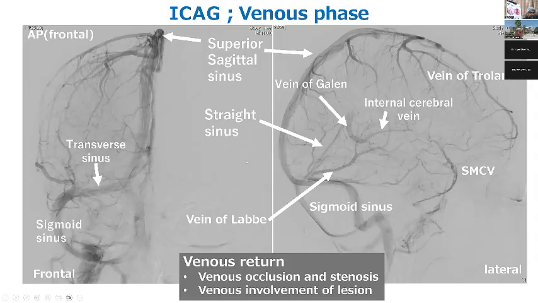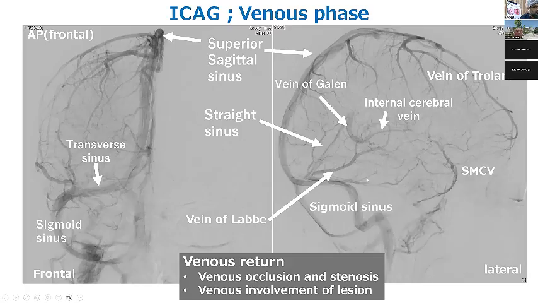This slide shows the typical venous structures, including the dural sinus system. In the anterior view, the superior sagittal sinus, transverse sinus, and the sigmoid sinus. In the lateral view, this is the superior sagittal sinus, this is transverse sinus, and this is sigmoid sinus. For the deep venous system on the lateral view, you can see that this is the internal cerebral vein, this is the vein of Galen, and this is the straight sinus.